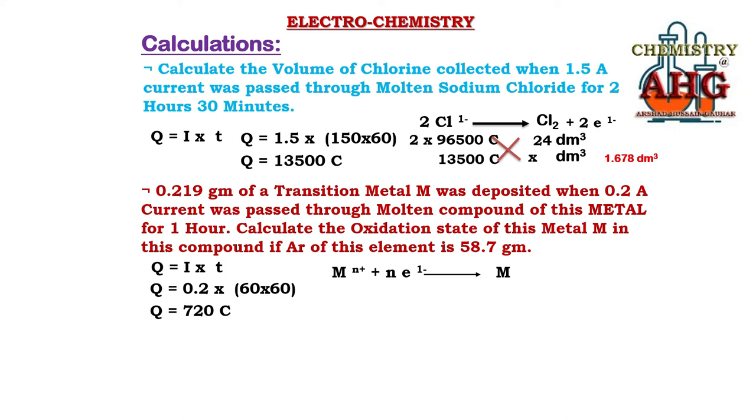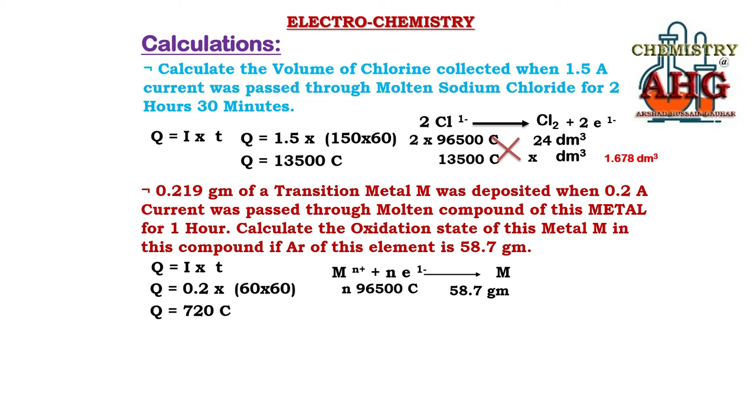So now make this relationship by using this incomplete equation. Incomplete, I am saying, since we don't know the value of n. So I can write down n into 96,500 coulomb, because we have to calculate the value of n, and it is equal to 1 mole of metal M, and 1 mole of metal M, its mass is 58.7 grams. So this is the information we have gathered from this chemical equation.